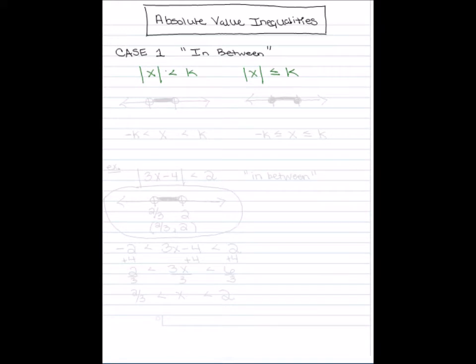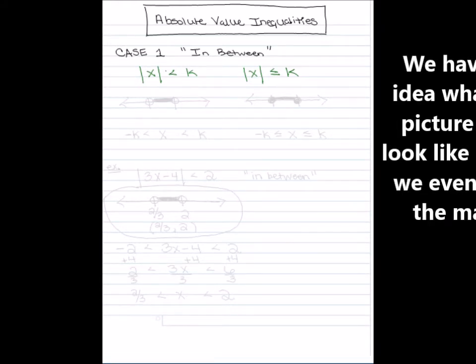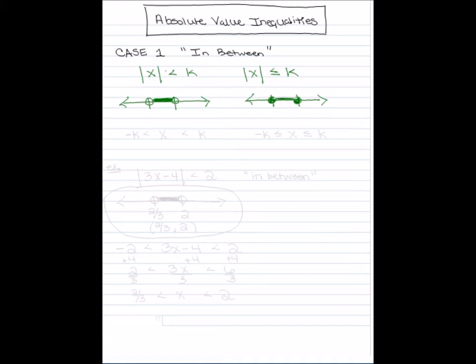Before I even start, I know what the pictures look like, so let me draw the pictures for each one of these. If it's a less than symbol, it's an in-between problem. That means I have two numbers on my number line. In this case, I'll have open circles at each number, and then I shade everything in between the two numbers, hence the name. Likewise, with less than or equal to, I have two numbers on my number line, but in this case, it's a closed dot at each one of the numbers, and I still shade in between the two numbers. That's why we call this case in between.